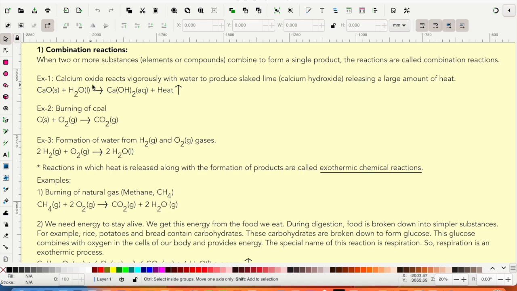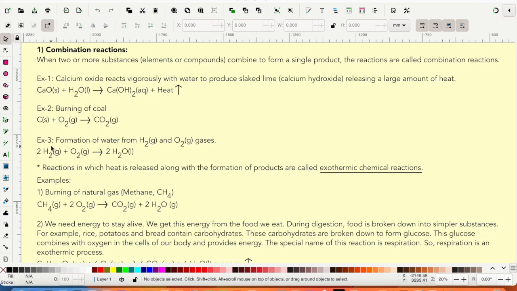First one is calcium oxide, which is quicklime, reacts vigorously with water to produce slaked lime, which is calcium hydroxide, and a large amount of heat is liberated. Here two substances are combining to form a single product. That is why it is a combination reaction. Second example, coal burns in air to form carbon dioxide gas. Here two substances are combining to form a single product, so it's a combination reaction.